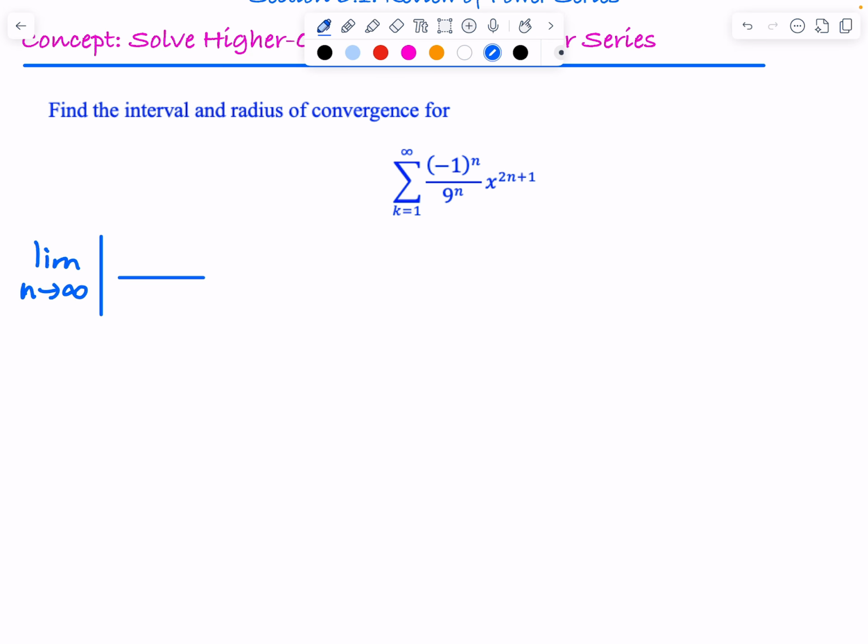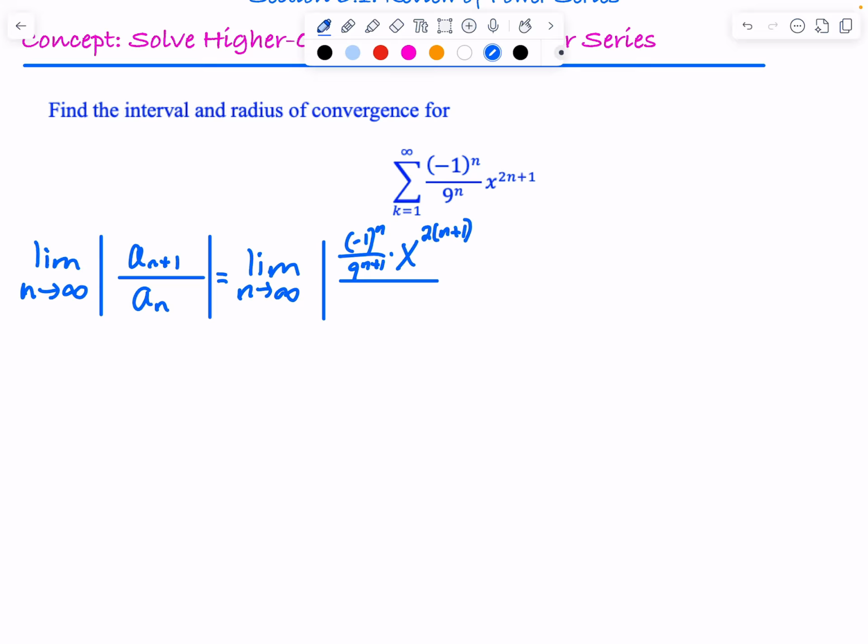Okay, and it's going to be a sub n plus 1 over a sub n. Right? And we're going to plug this in. So the limit as n approaches infinity. Okay, and then we are going to plug all that stuff in. It's going to be kind of messy up here. I'm going to have (-1)^n over 9^(n+1) times x^(2(n+1)+1). It's kind of gross.